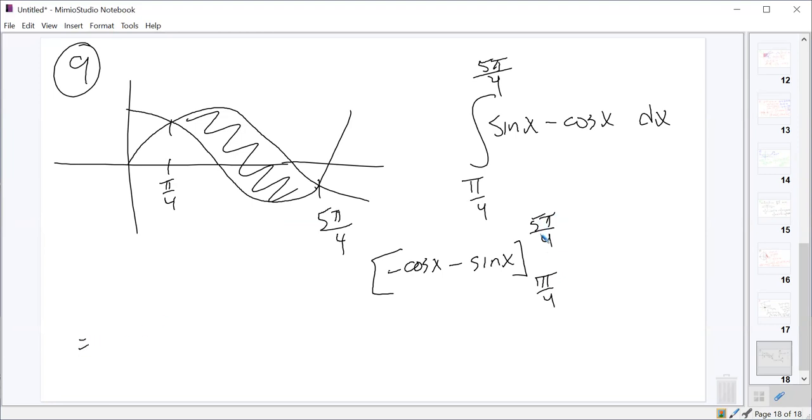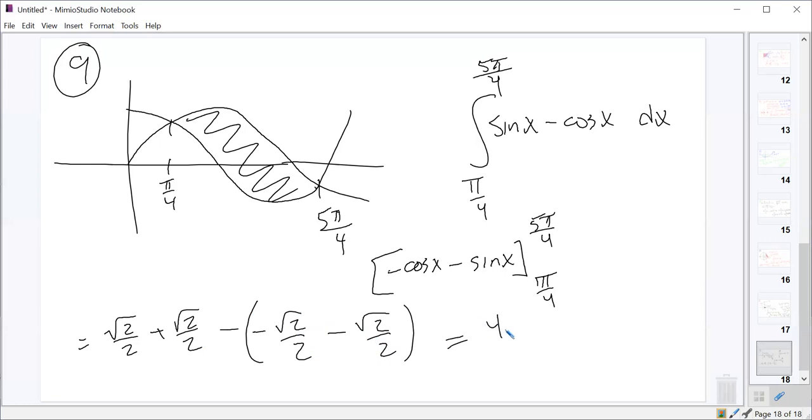And this is third quadrant. 5 pi over 4 is third quadrant. Cosine and sine are both negative there. So we got negative root 2 over 2, so positive root 2 over 2, and then minus negative root 2 over 2 again, so plus root 2 over 2. And then minus, here this is a negative root 2 over 2 and another negative root 2 over 2. So root 2 over 2 plus root 2 over 2 plus root 2 over 2 plus root 2 over 2 ought to be 4 root 2 over 2, which ought to just be 2 root 2.